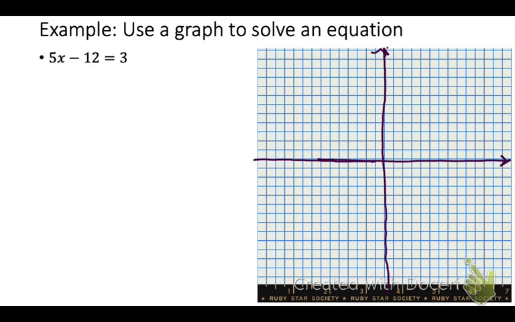So the left-hand side, the y-intercept is negative 12. Okay, right here, y-intercept's negative 12. And then what is my slope? It's 5 over 1. So up 5: 1, 2, 3, 4, 5, over 1. You start at the y-intercept, negative 12.